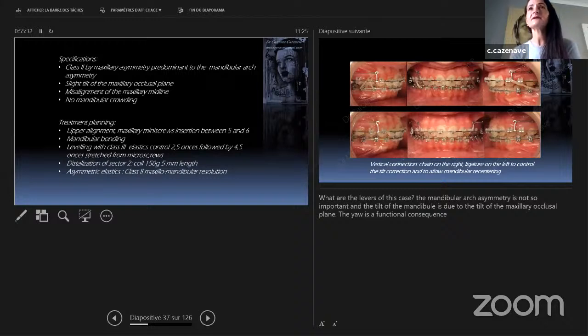So our treatment planning will be upper alignment, maxillary mini-screws insertion between 5 and 6, mandibular bonding, leveling with class 3 elastics, control with 2.5 ounces followed by 4.5 ounces stretched from mini screws. Distalization of sector 2 with a coil of 150 grams and 5 millimeter length. Asymmetric elastics are for class 2 maxillomandibular resolution.